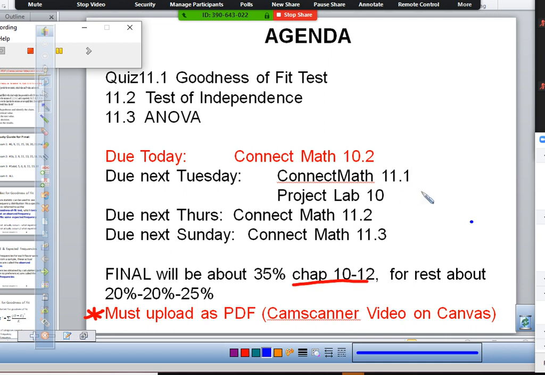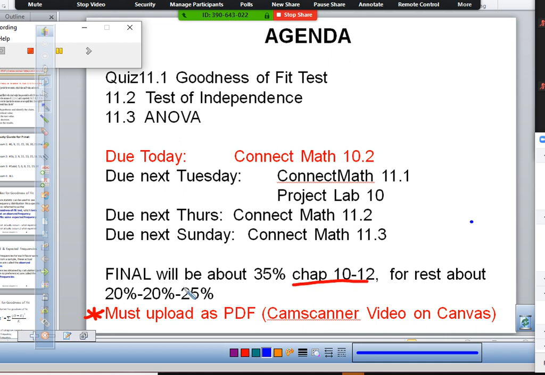There is a video on Lab 10 in Canvas, which I'll talk about in just a second. I'll show you guys that in a minute. And then next Thursday, you have 11.2 due, and then next Sunday, the Sunday before finals week, you have 11.3 due. So you have one Sunday coming up.